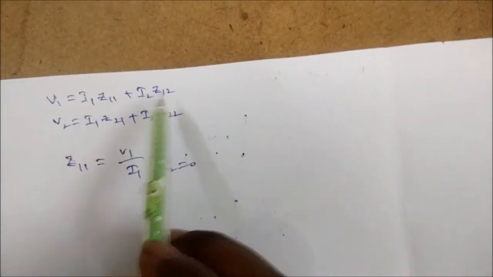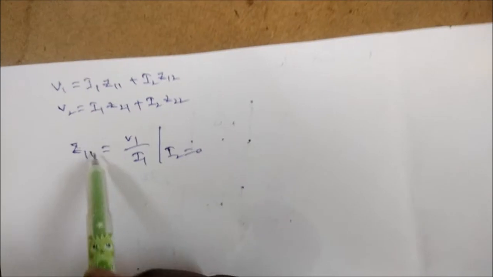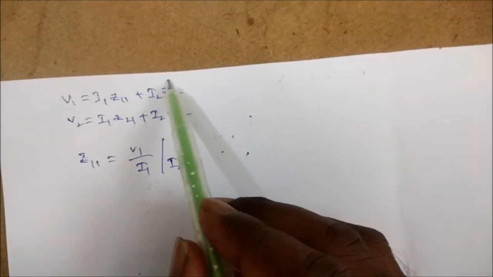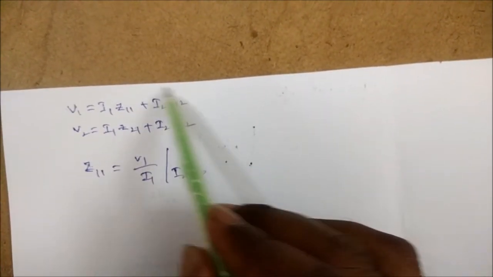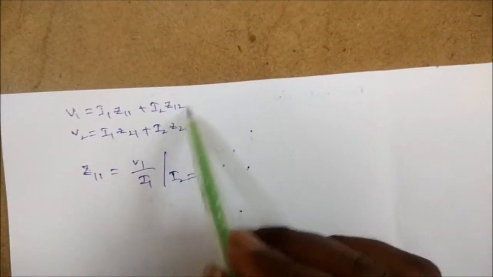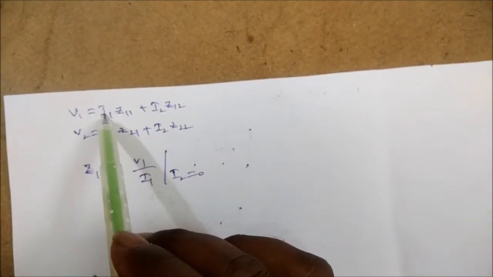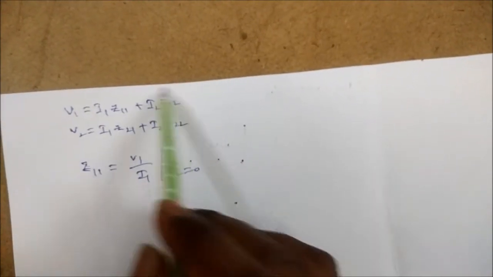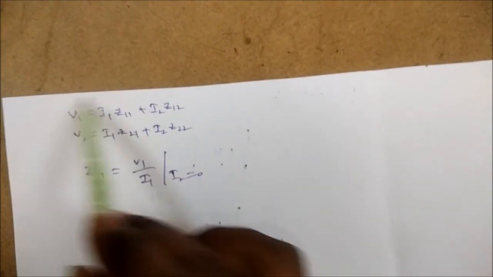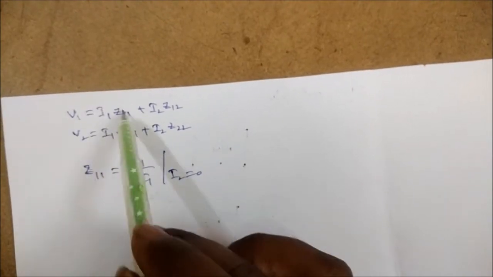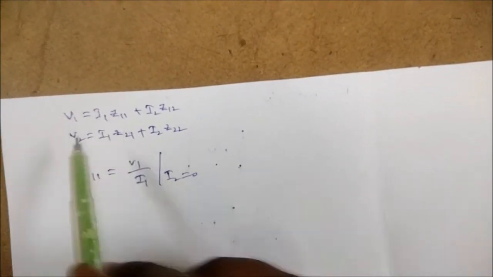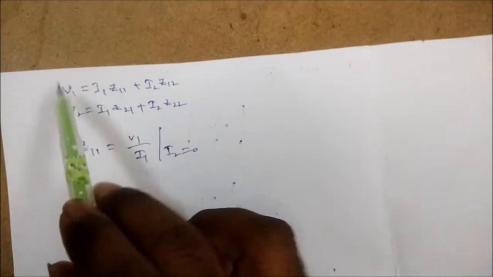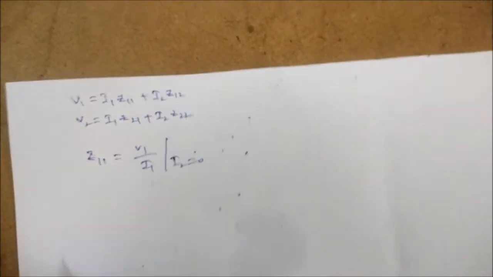V1 in terms of I1 and I2, V2 in terms of I1 and I2. So now let us consider this term is 0, I2 into Z12 is 0. Then Z11 is equal to V1 by I1. Is it correct? If this is 0, then only this remains. So from this equation, Z11 is equal to V1 by I1 when I2 is 0.